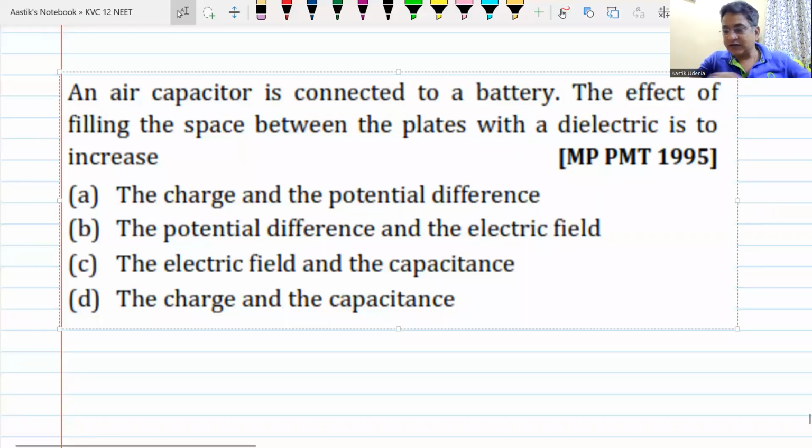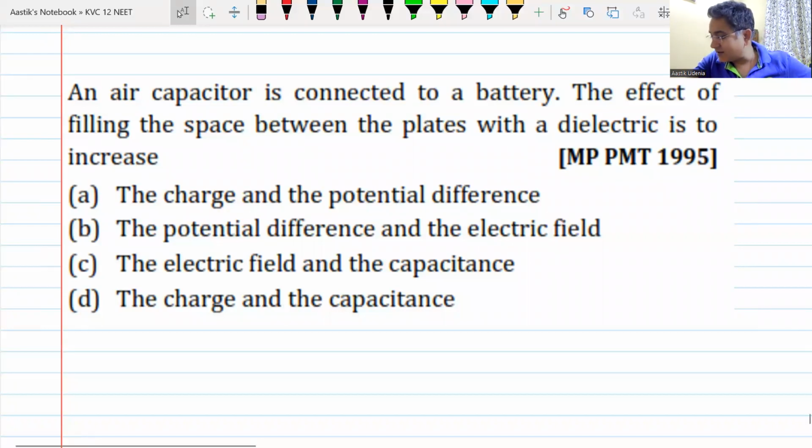And this is the next one in line, my dear friends. An air capacitor. What do you mean by an air capacitor? By an air capacitor, we mean a capacitor which has air in between the plates, connected to a battery. Good. The effect of filling the space between the plates with a dielectric is to increase what?